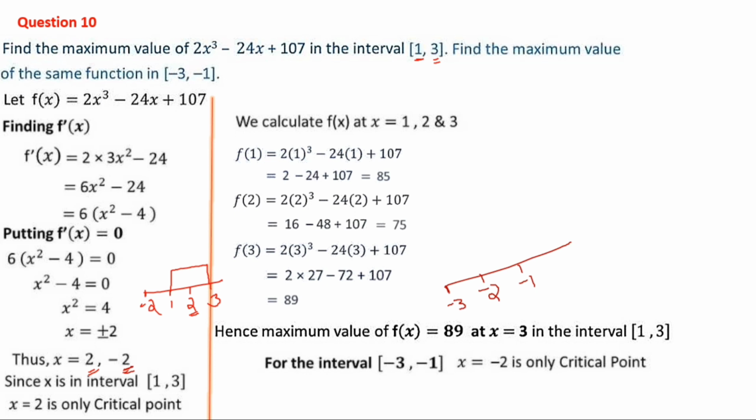So we can avoid the positive 2, because the interval given to us is between -3 and -1. For the interval [-3, -1] there is only one critical point, that is -2. That means for this interval we have to take -3, -2, -1, and by using those values we have to find f of x, and find the maximum value of the function. So that part you have to try as homework.